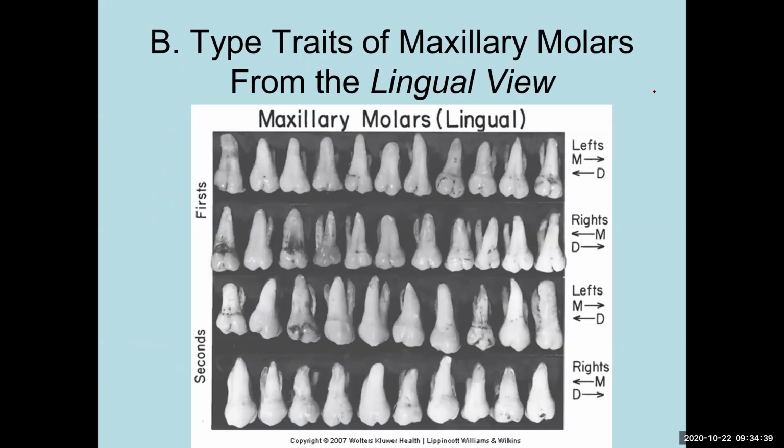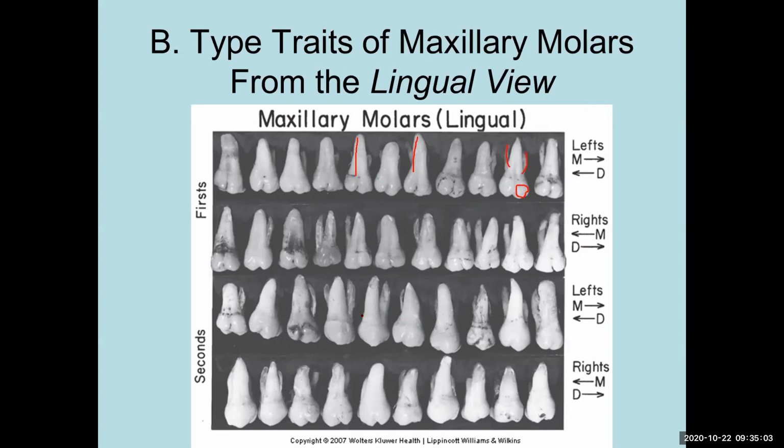We're turning the teeth around to the lingual. So we're looking at the palatal root. Again, what do we know about the palatal root? On the first molar, that palatal root is straight up and down. It's fairly straight up and down. You've got a nice cusp of Carabelli here, and you can see the mesial and distal root.